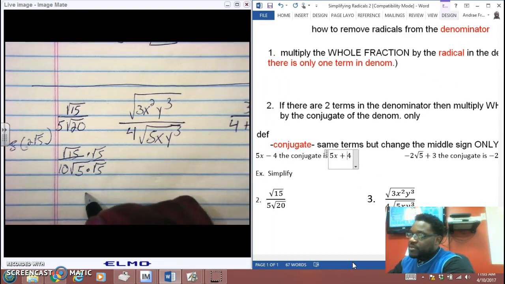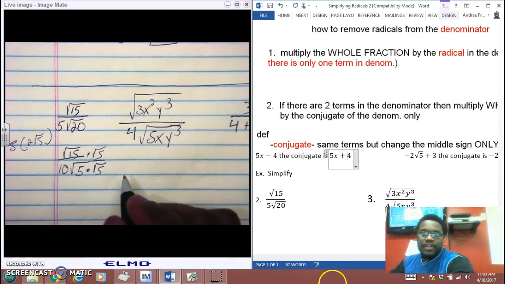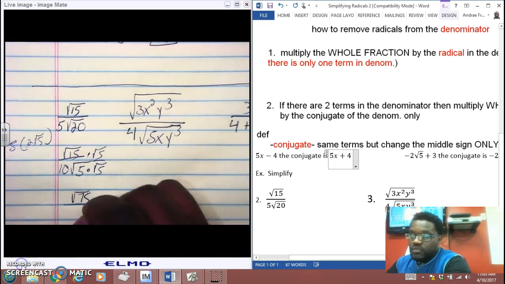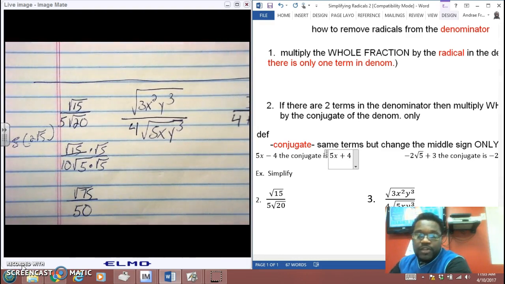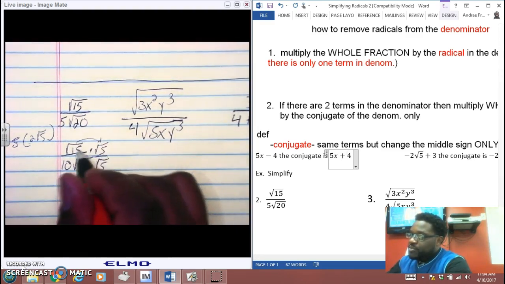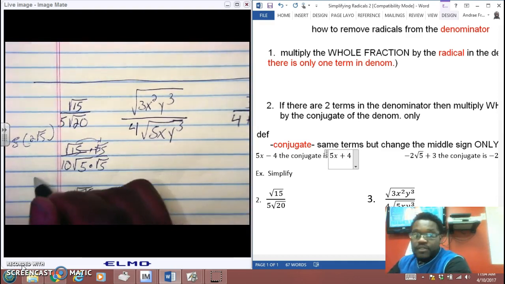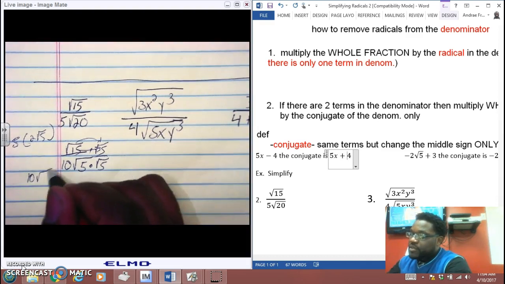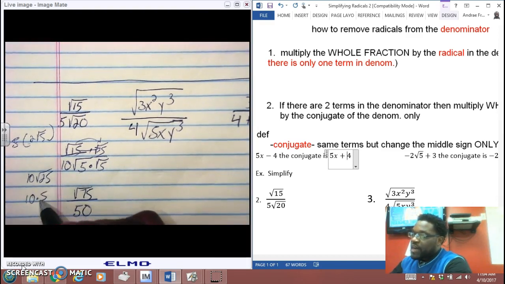So this becomes, what is that, 75? 15 times 5? Yeah, that's square root of 75 over 50. Now let's talk about that real quick. Square root of 15 times square root of 5, because you multiply straight across, gave me the square root of 75. 10 times square root of 25. It's 5 times 5, which is 25, so it's really 10 times 5, and that's how I got that 50 there.